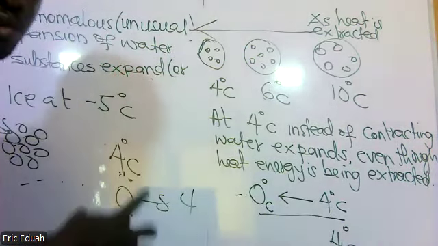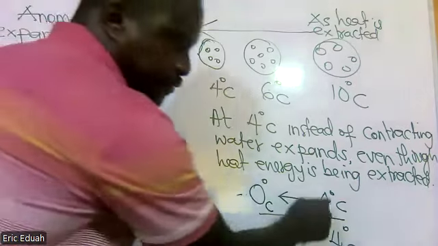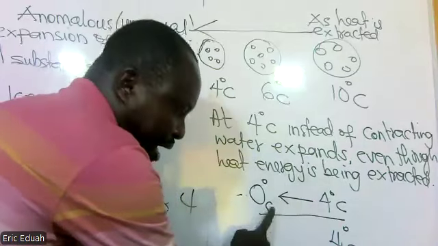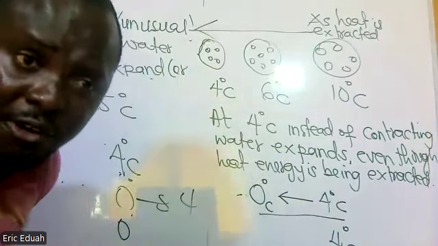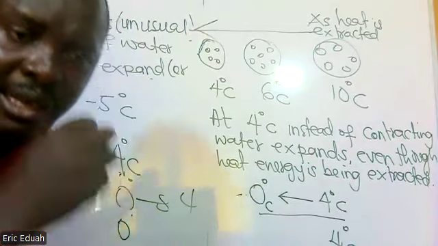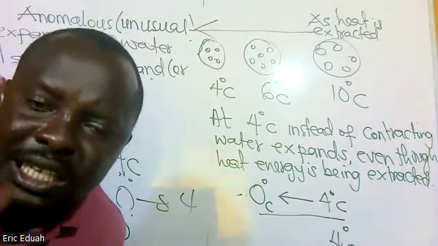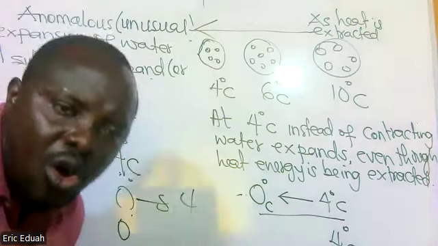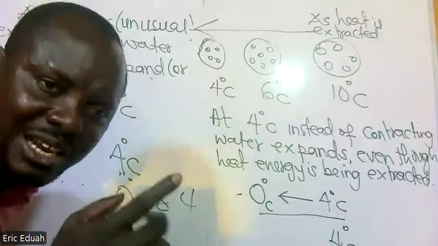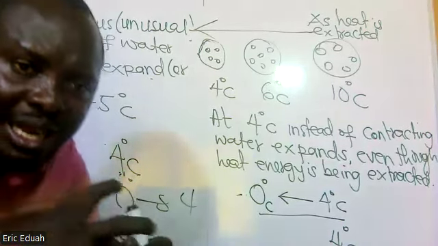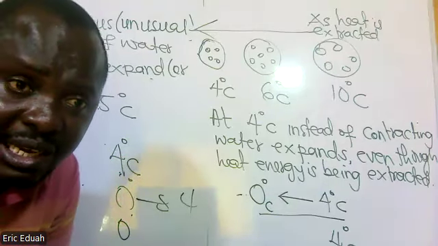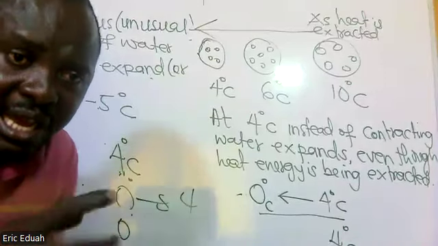This expansion will continue. Don't forget, at 4, we still have liquid water. 3, 2, 1 to 0. At 0, change of state from liquid to solid starts. Now, change of state occurs at a constant temperature. So at 0, it will go on and on till it will still be 0, till every water has turned to ice. By then, the water has expanded so much that it can hardly be contained in the container, if it is smaller.